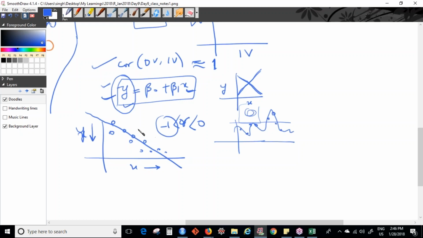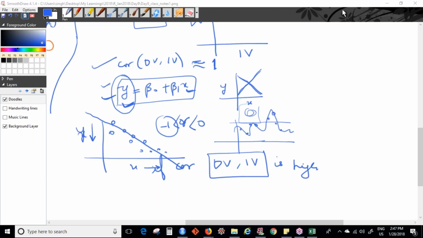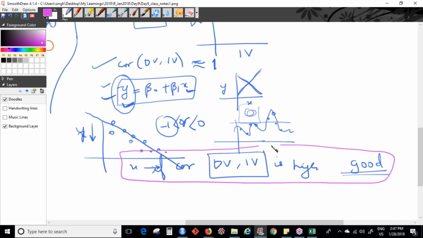If that is the case, it will help you capture your y better. So it is always a good thing to have correlation between your dependent variable and your independent variable. If correlation between dependent and independent is high, by high I mean the absolute value is high, then that is considered to be very good for linear regression. So this is very important.